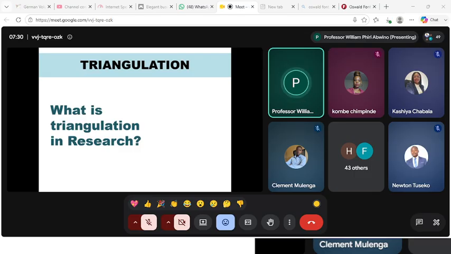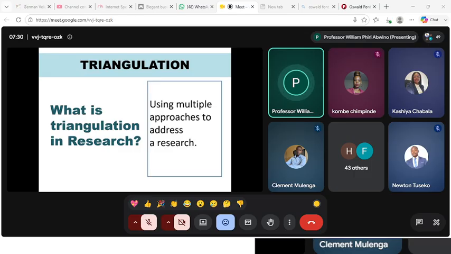So what is triangulation? Using multiple approaches to address a research question. Okay, you don't just rely on one source or one approach. So you are going to have your quantitative and your qualitative. So you can actually use multiple of them to address your research. What does it do? It enhances the validity and the credibility of your research findings.